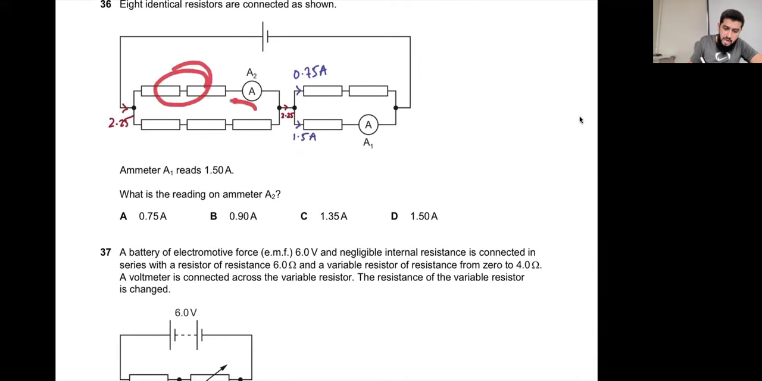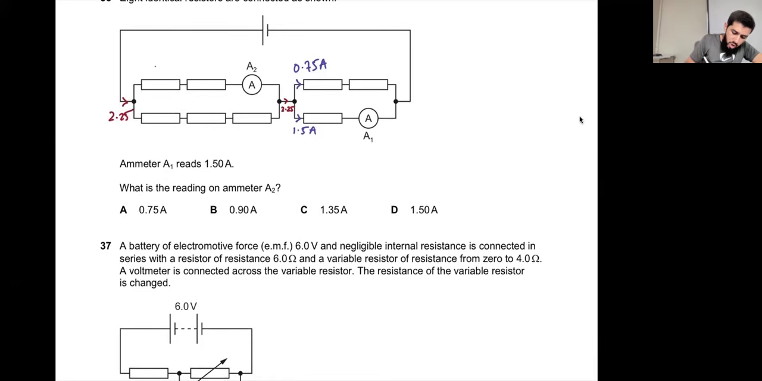And I've got 2 resistors here and 3 resistors there. The top branch will have more current than the bottom branch. So I can find out the split. I've got 5 resistors. The top one will have 3 upon 5 into 2.25. No, don't fall for that trap. This will be 1.35.